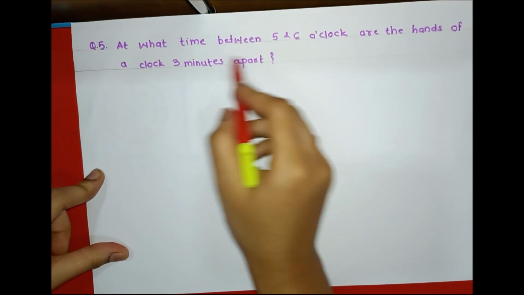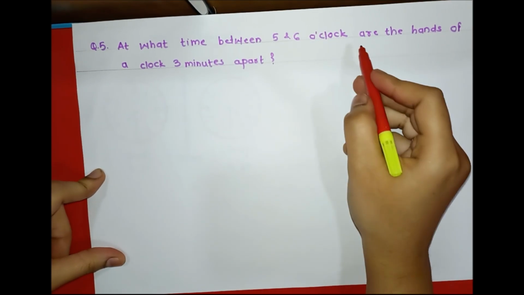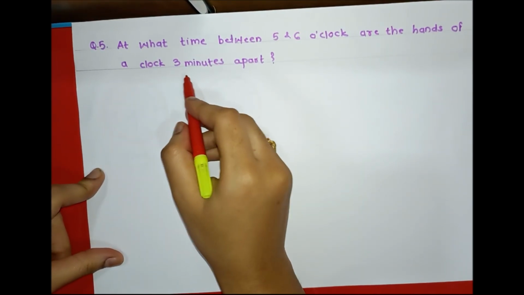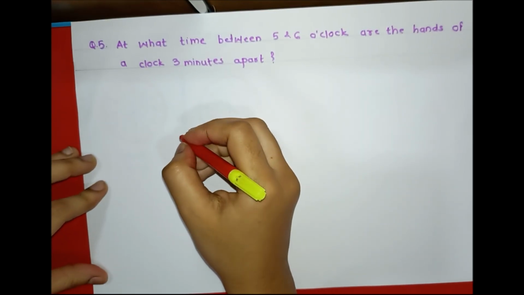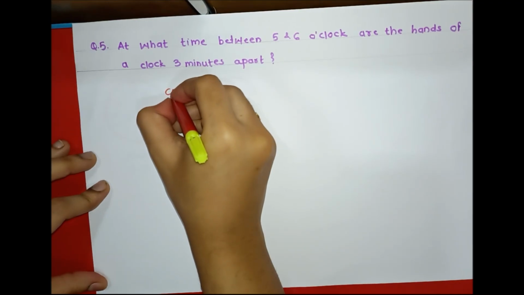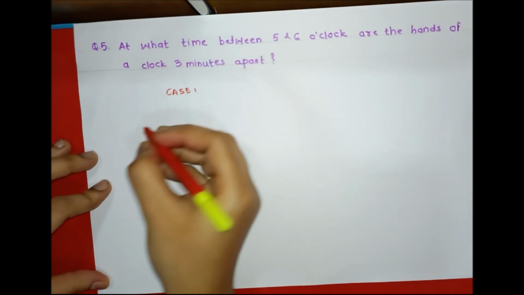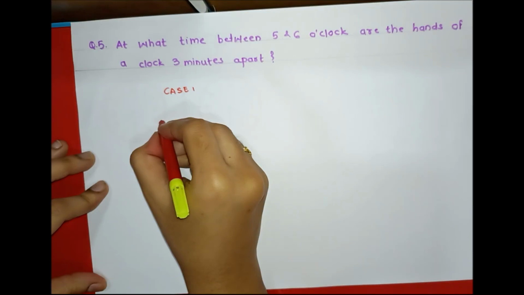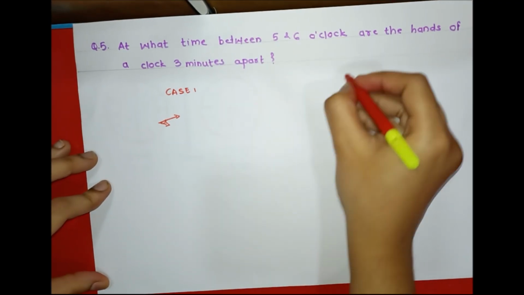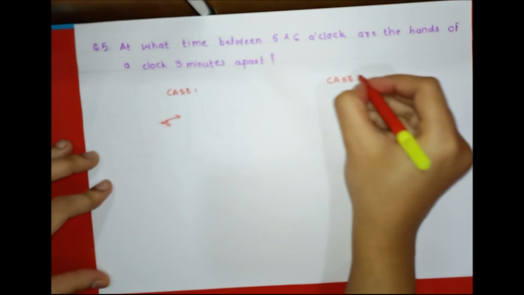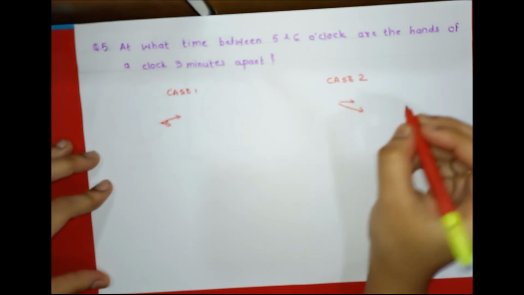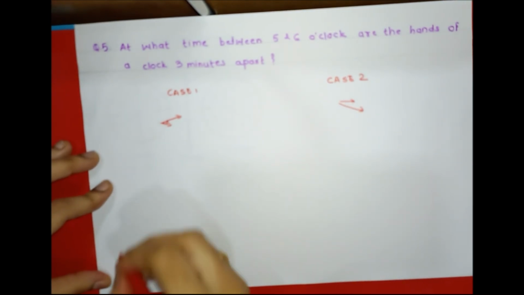Next question, at what time between 5 and 6 are the hands of a clock 3 minutes apart? So between 5 and 6, we can have two cases over here. In case 1, your minute hand is 3 minutes behind your hour hand, and case 2 is where your minute hand is 3 minutes ahead of your hour hand. So we have to use both the formulas.